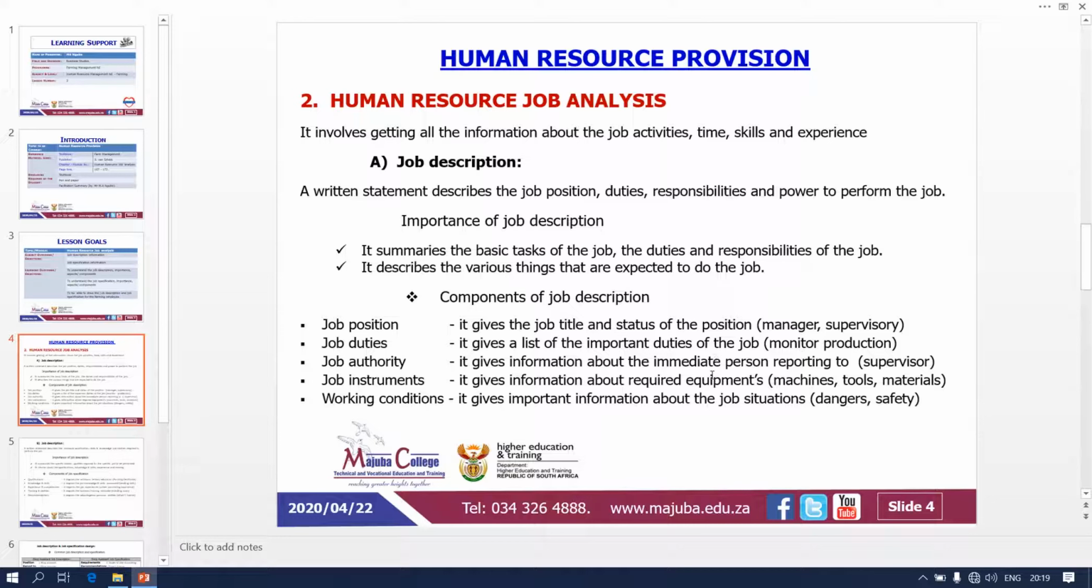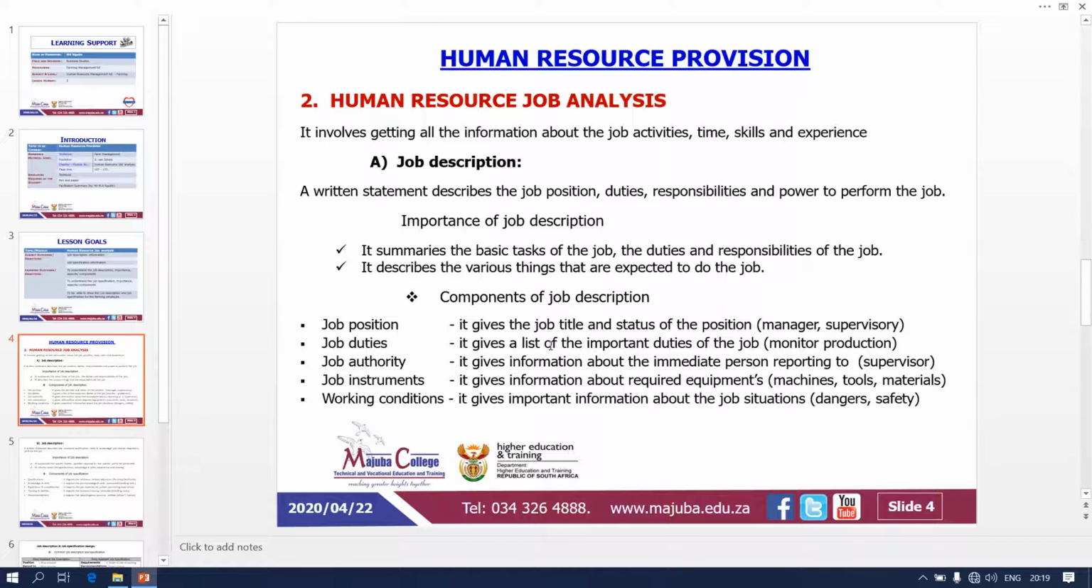Authority, where is the immediate supervisor? Where are you going to report to, right? Instrument, what instrument are you going to use in terms of equipment, machineries or tools, right? Working conditions, you need also to know the importance of the job situation. Are you going to be indoors, outdoors, working afternoon, in the morning, shift, no shift? So you need to look at those dangers in terms of your safety as well. So this is where you'll find it under the job description.